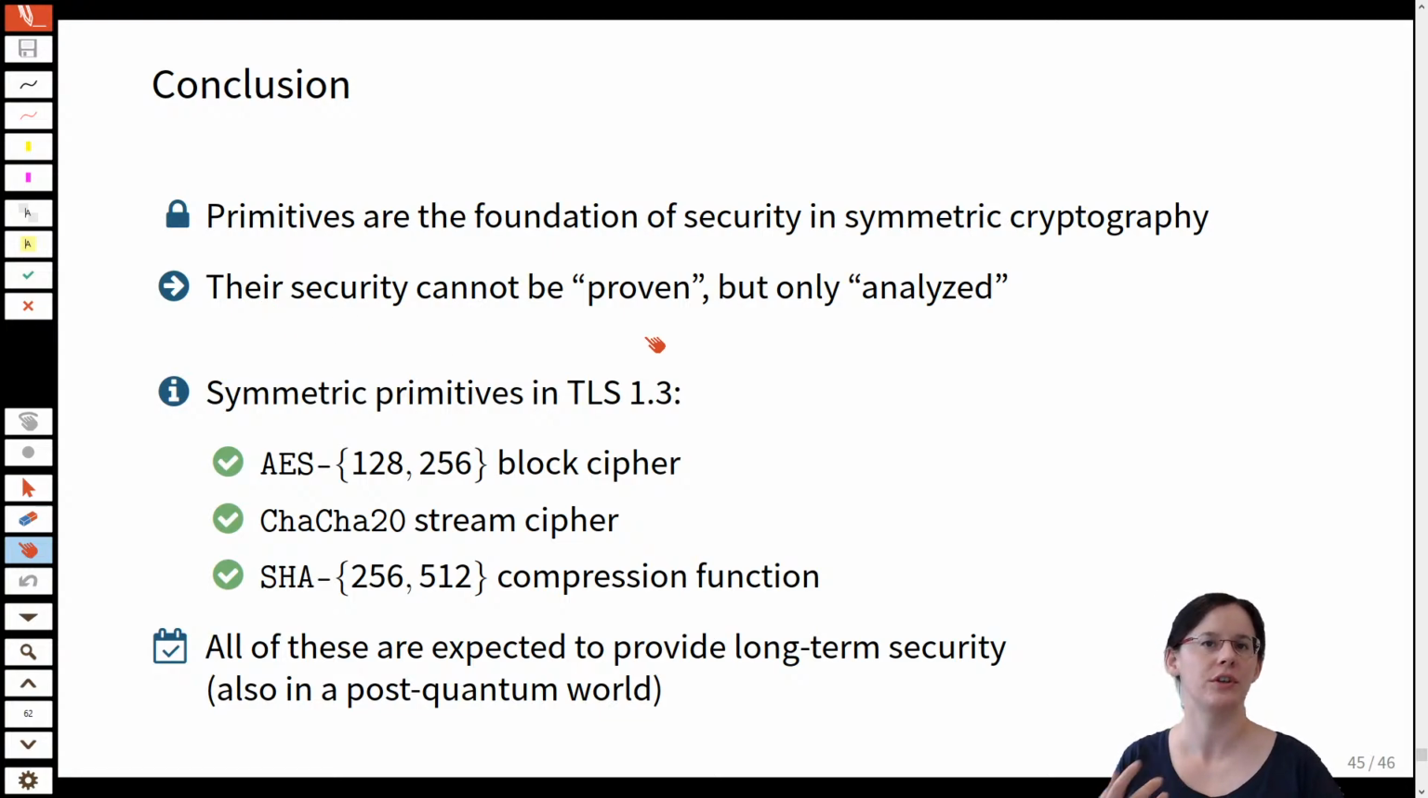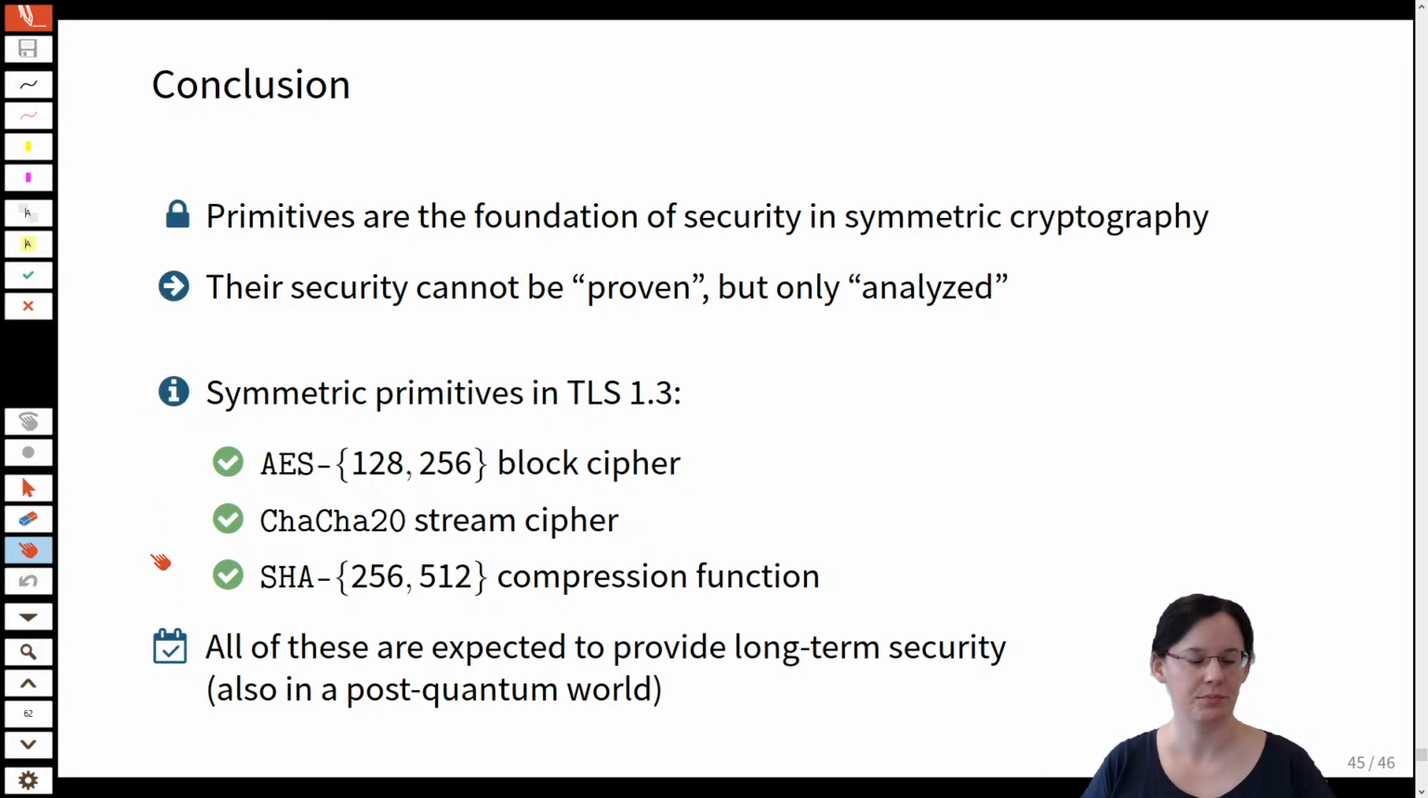So you can't do a security proof over the primitive. It can only be analyzed by trying to break it. And we'll see how to do that in the following lectures. You can only prove something if you do one of these generic constructions where you turn one primitive into another primitive.